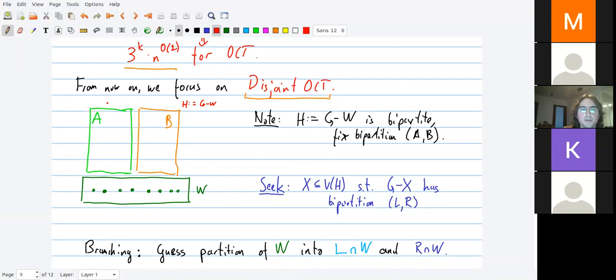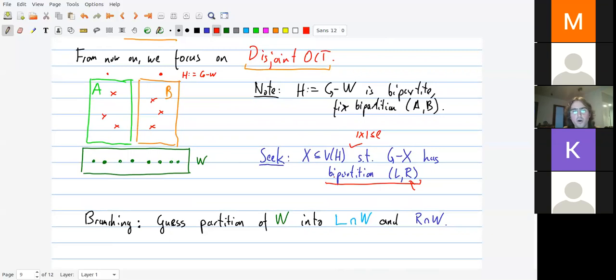And what we are looking for is a subset of vertices in here to delete, of size at most L, such that the whole remaining graph is bipartite, so it has some bipartition, say LR. And this bipartition LR may have nothing to do with this bipartition AB of the graph H. So is the setting clear? Is the problem clear? Is the reduction to the disjoint part clear? Are there any questions?